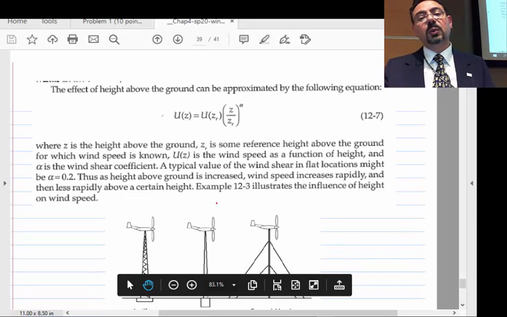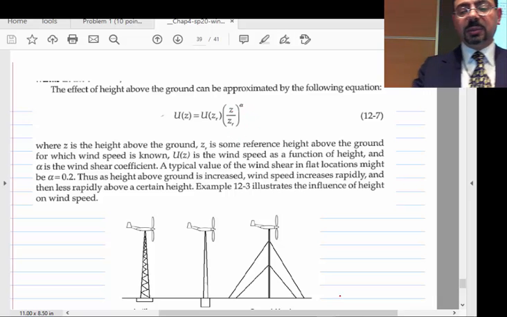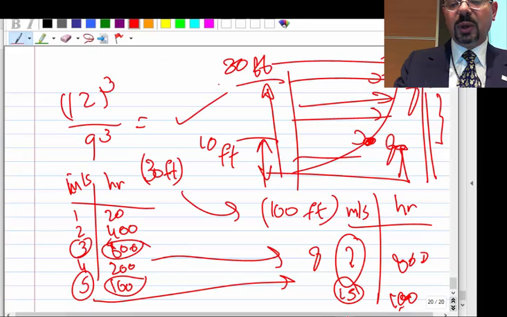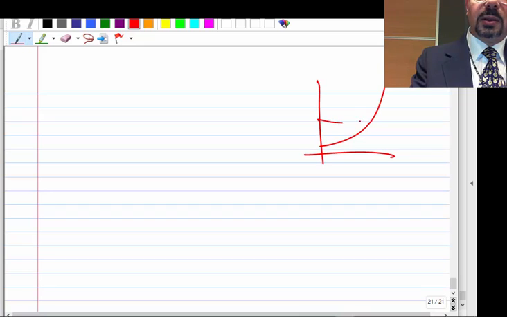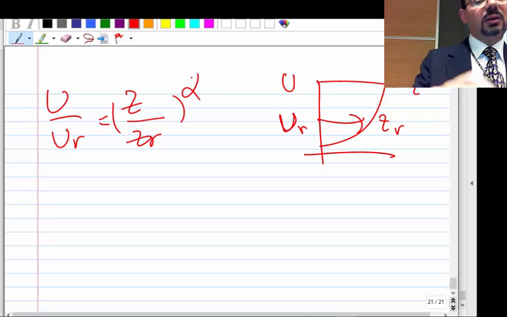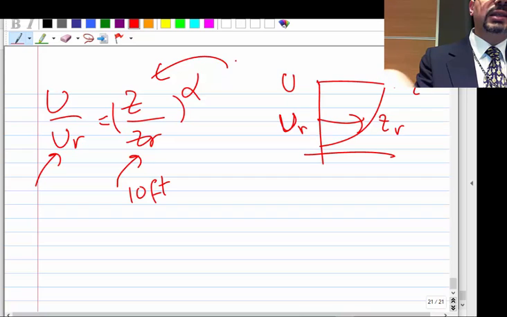We'll go with this equation. What does this equation say? It says uz equals uzr times z over zr to the power alpha. Okay, let me rewrite this. It basically says that if you have two heights, zr and z, and you are wondering what the two different velocities are, u over ur is z over zr to the power alpha.